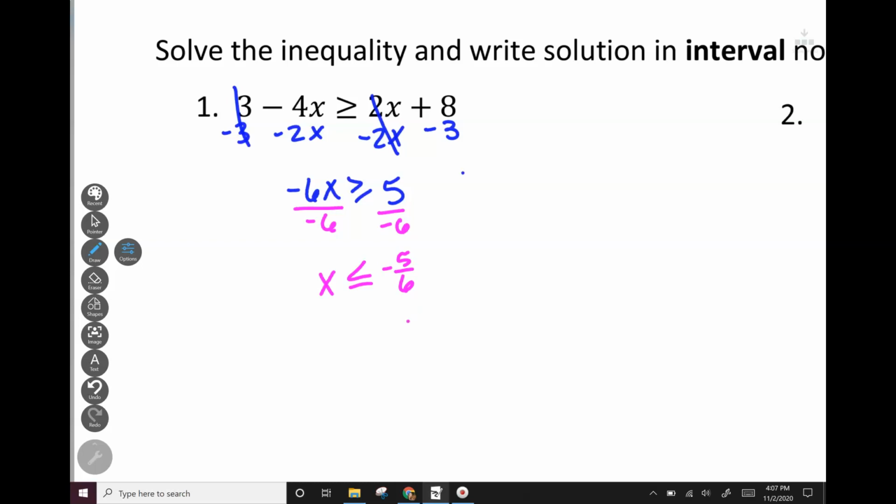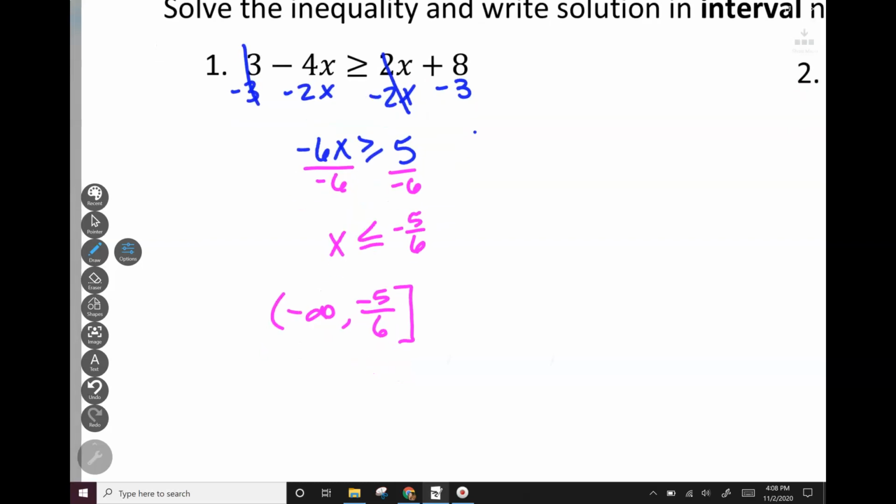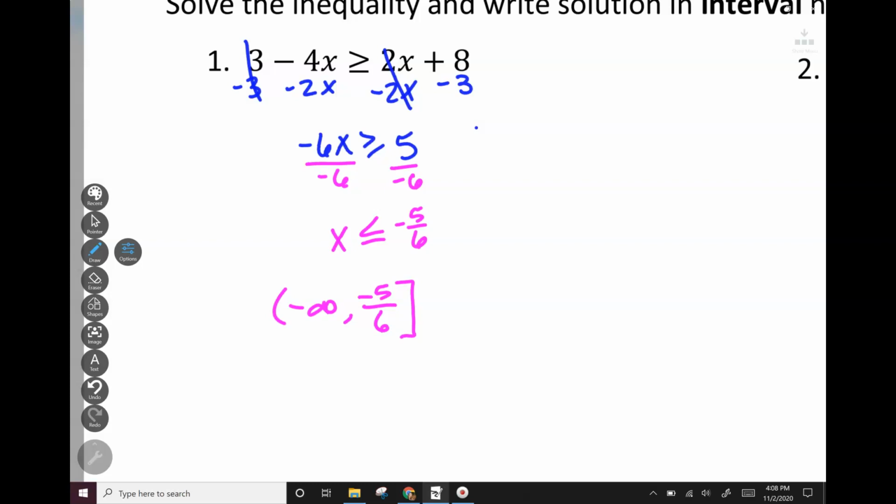All right, so writing that in interval notation, you can draw the number line first if that helps you write it. So if it's less than or equal to -5/6, then it needs to go from -infinity to -5/6. Since I have the equal to, I get the square bracket on the -5/6. Okay, and now on my number line, I'll have -5/6, close circle, since we're including that number, and then we're going to the left. X is less than that, so we go to the left.